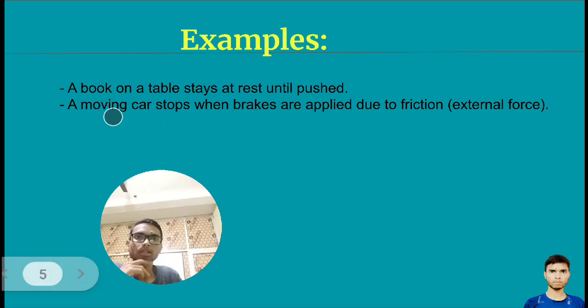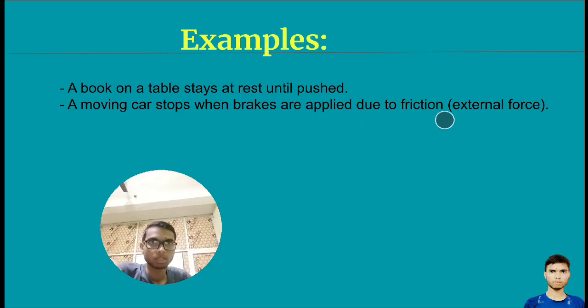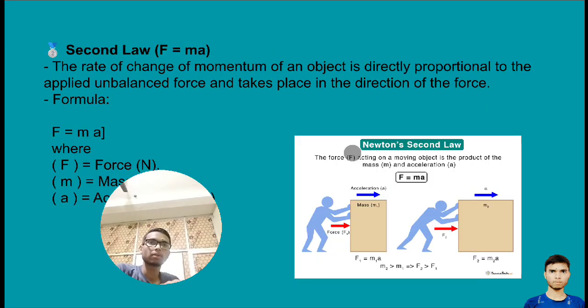A moving car stops when brakes are applied, and the brake is an external force. A moving car can stop if a brake is applied, and this happens because of friction. Friction is an external force. These were examples of the first law.